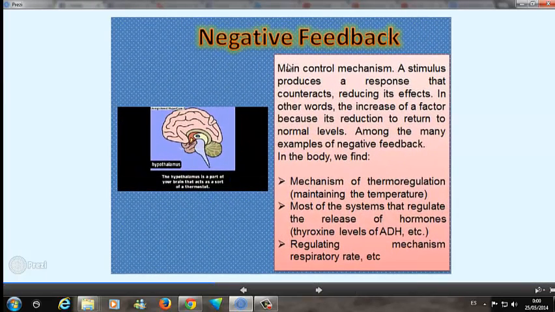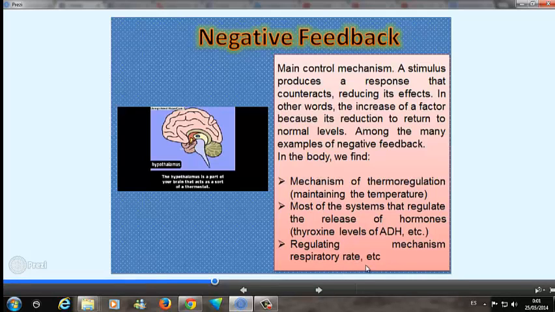Negative feedback. The main control mechanism: a stimulus produces a response that counteracts it, reducing its effect. In other words, the increase of a factor causes its reduction to return to normal levels. Among the many examples of negative feedback in the body we find mechanisms of thermoregulation to maintain the temperature, most of the systems that regulate the release of hormones, regulation of ADH level, and regulating mechanisms of respiration.